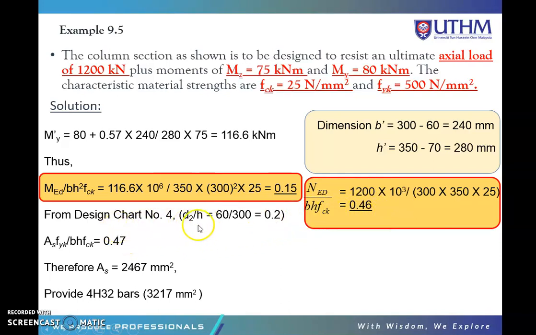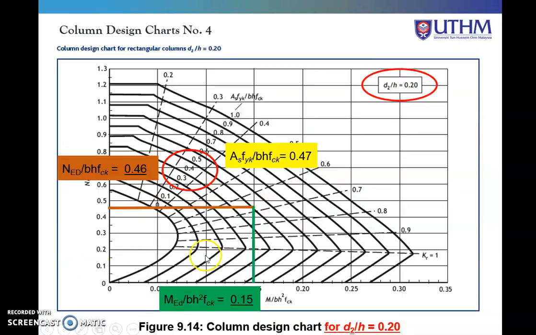So by using the design chart, so kita dah tahu kita pakai Y axis punya design moment. So kita dah tahu D2 dia adalah 60 and H dia adalah 300. So chart yang kita akan pakai adalah 0.2. Okay. So by using this chart 0.2, we already have the value for the moment here 0.15 and NDK BHF CK is 0.46. So we plot here and we got the value for AS FYK is 0.47.